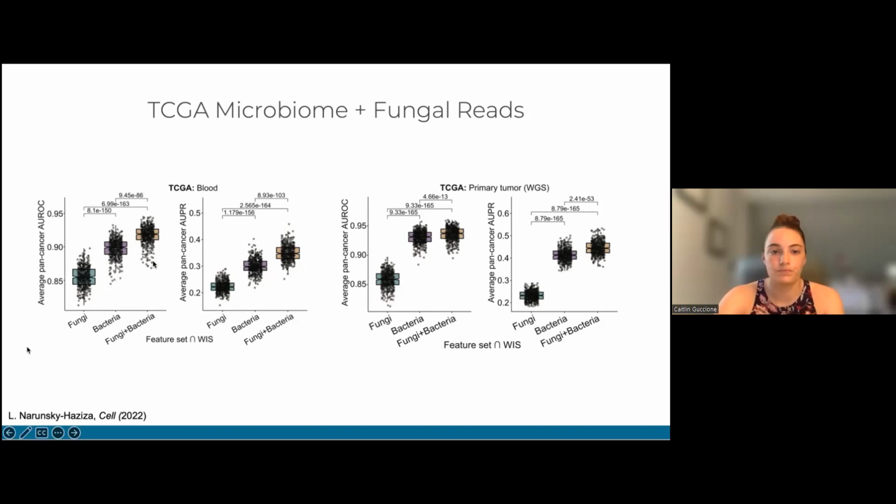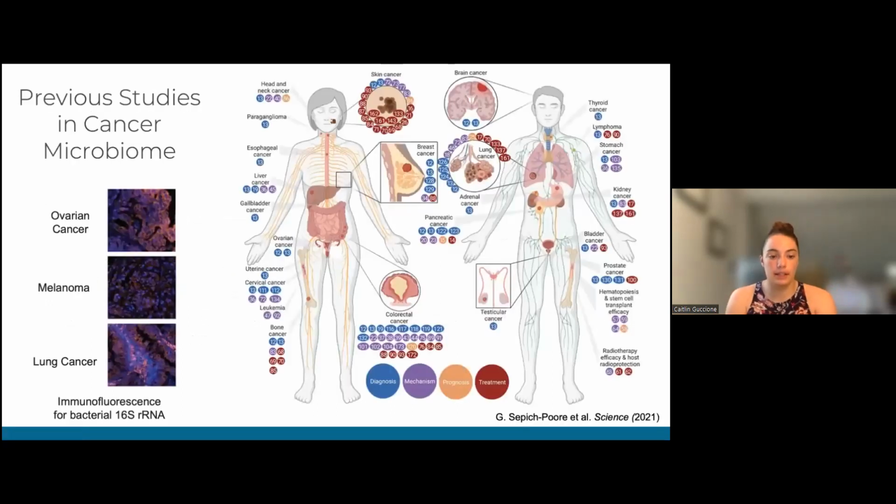So that was a further validation that the fungi are helpful, and we should also be adding them into this mix. So Greg isn't the only one that's working on the cancer microbiome. This graphic here, which is now actually a little bit outdated, from 2021, shows a variety of different cancer microbiome studies done across the body.